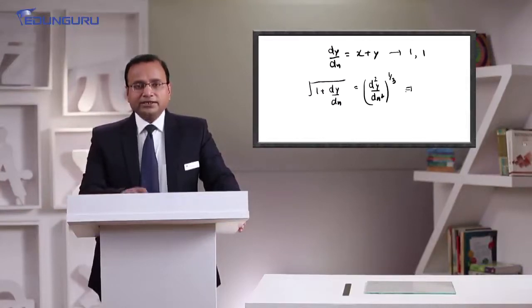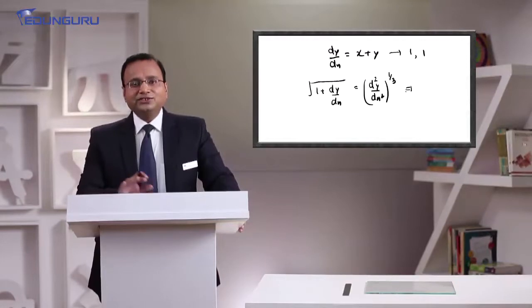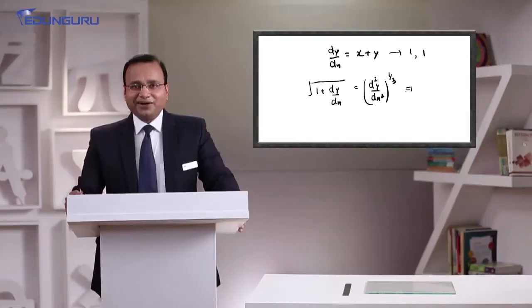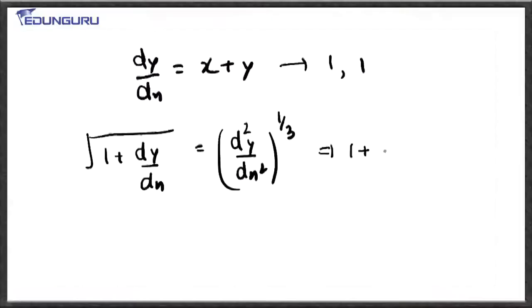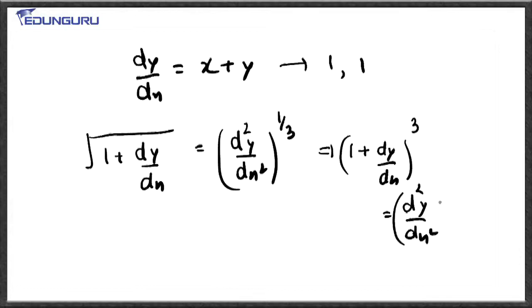To simultaneously remove the cube root and the square root, students, I need to raise both sides of the equation to power 6. So raise both sides to 6 and I'll have 1 plus dy dx cube, square root raised to 6, students, will make it cube, and on the right hand side I'll have d2y dx2 power 1 by 3 raised to 6 will be square. So here I have all the radical signs removed. 1 plus dy dx whole cube is equal to d2y dx2 whole square.